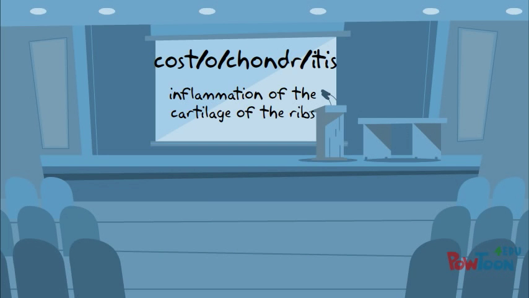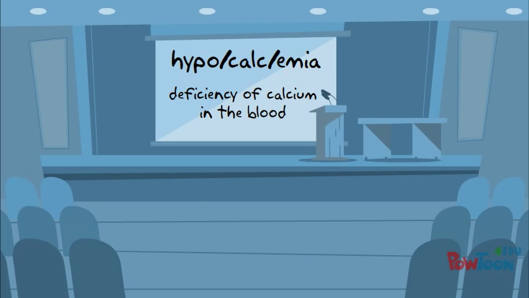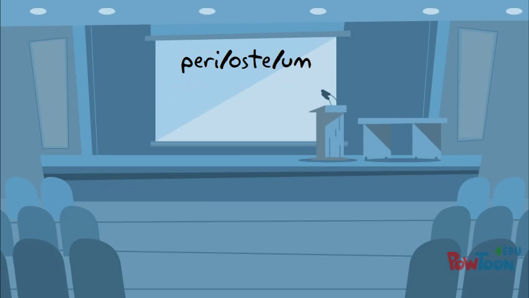Costochondritis is inflammation of cartilage of the ribs. Orthopedics is a branch of medicine concerned with prevention and correction of musculoskeletal system disorders. Hypocalcemia is a deficiency of calcium in the blood. Periosteum is the structure around the bone.